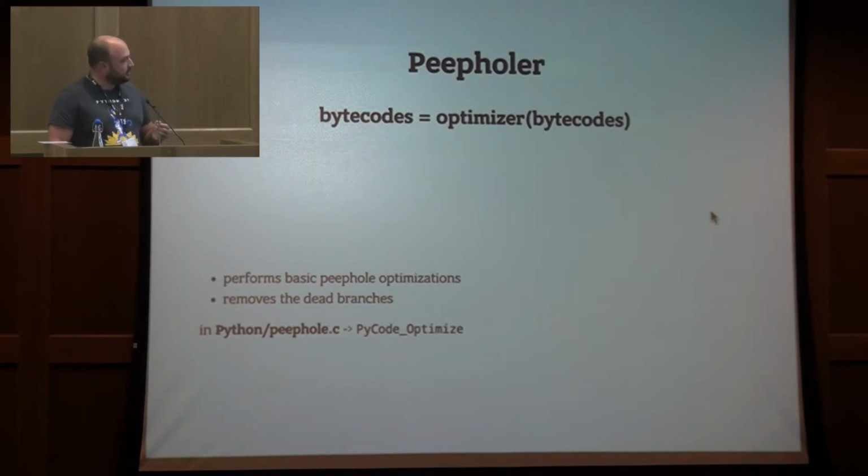This Peepholer will optimize the bytecode, not the AST, just the bytecode. A small example, you have 2 plus 2. The Peepholer will create a new bytecode with 4. Not 2 plus 2, but just 4, the numerical value. And we'll remove the dead branch.